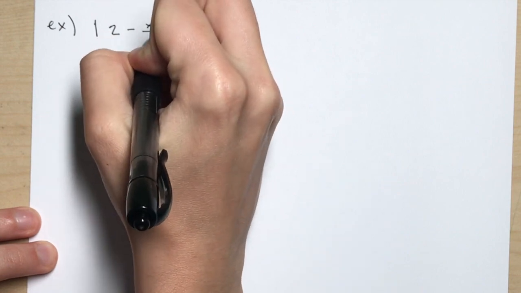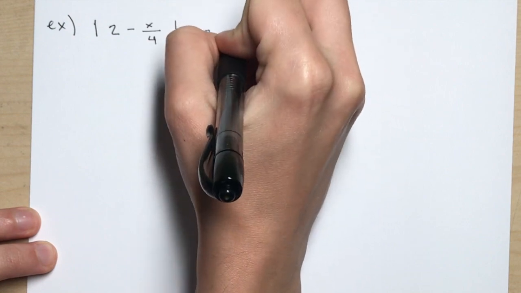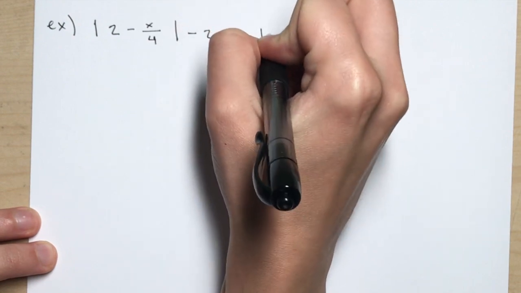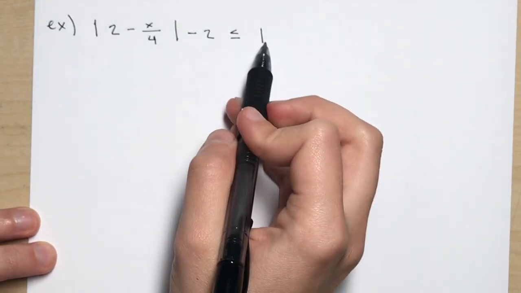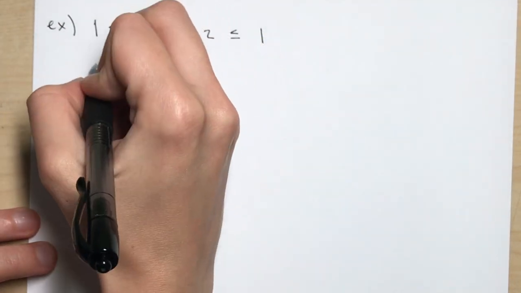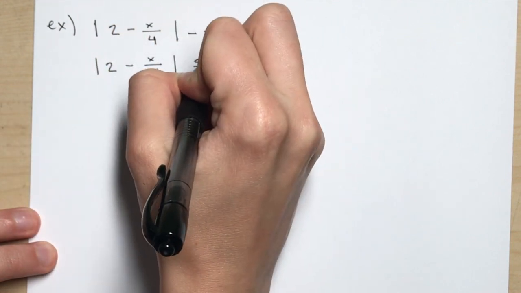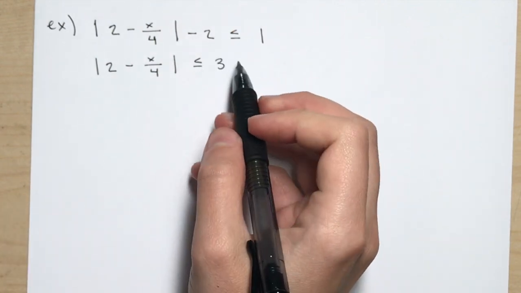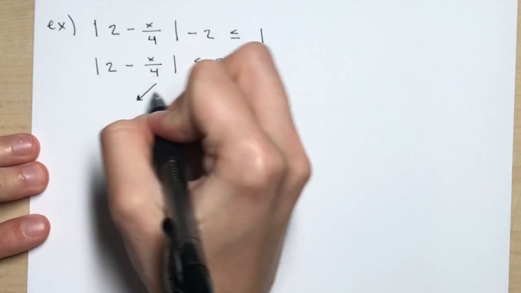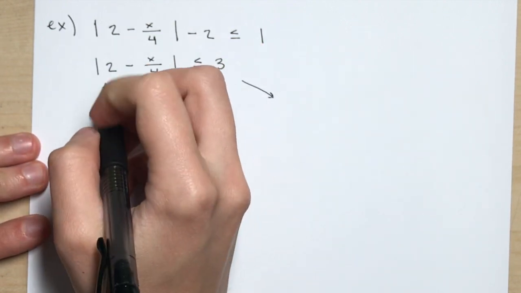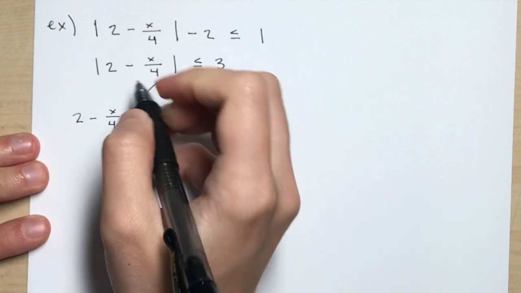Let's say we've got the absolute value of 2 minus x over 4, minus 2, is less than or equal to 1. I bring this over, and I have less than or equal to 3. My absolute value is isolated, so now I can split. I write everything as is without the absolute value.